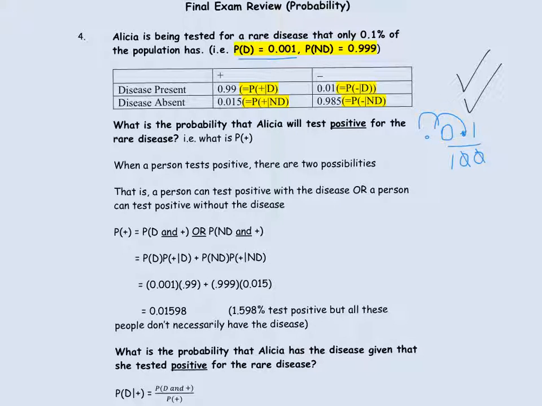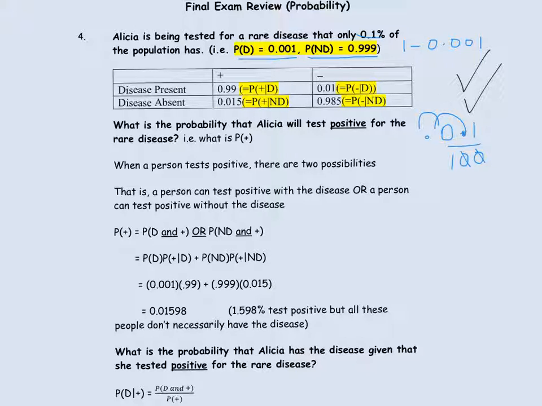So the probability that someone has the disease is 0.001. Now immediately write down the opposite. What is the probability that someone does not have the disease? That is 1 minus 0.001. Note that if it's 0.1%, then it would have to be 0.001 as a decimal. Now the next table gives us all the other information that we need about this test.